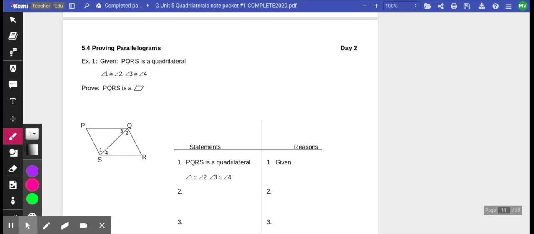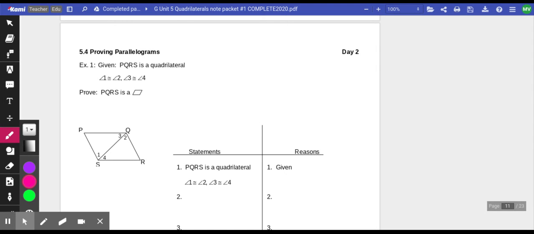Hello, everyone. So today we're going to use the information we learned yesterday to prove that things are parallelograms. So when I look at this proof, it's given that PQRS is a quadrilateral, and we know that angle 1 is congruent to angle 2. Well, angle 1 is this angle right here, and angle 2 is this angle right here. So you can see that they're both on QS, so that's my transversal.